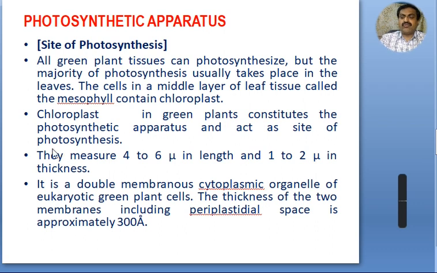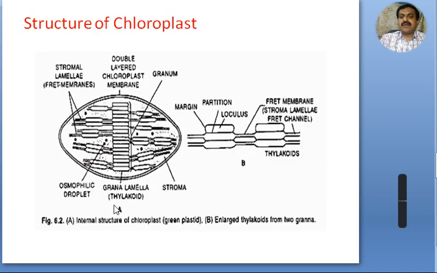The chloroplasts are microscopic in nature, where the length varies between 4 to 6 microns and the breadth varies between 1 and 2 microns. Each chloroplast is a membrane-bound organelle, that is, it is bounded by two membranes, the outer membrane and the inner membrane. These membranes are lipoproteinaceous in nature, that is, they are made of lipids and proteins.